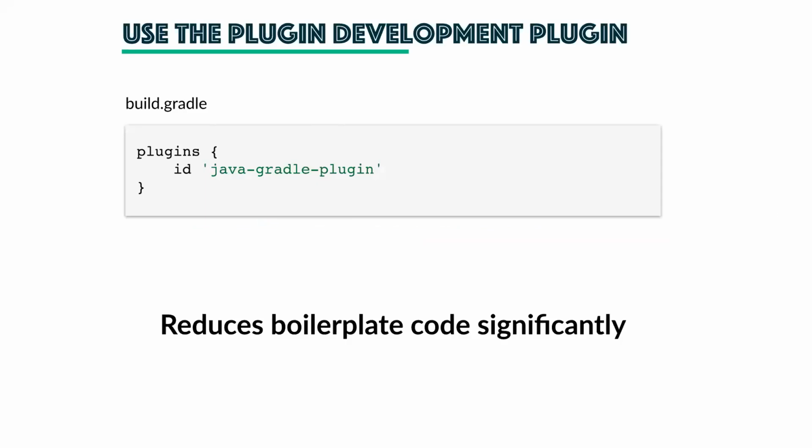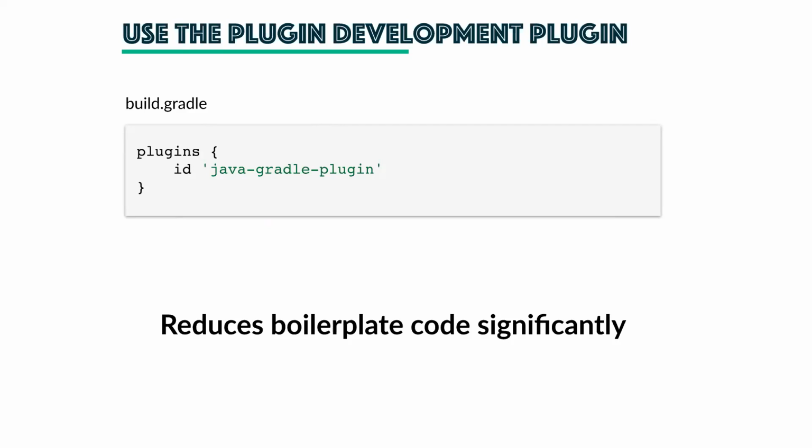First of all, the first thing you should do when you write your own plugins is to apply the Java Gradle plugin. So what is the Java Gradle plugin? This is a plugin that helps you with implementing plugins for Gradle. What it basically does is provide some conventions, so we're back to conventions here again, that help you write plugins in Gradle. It sets up, for example, testing.